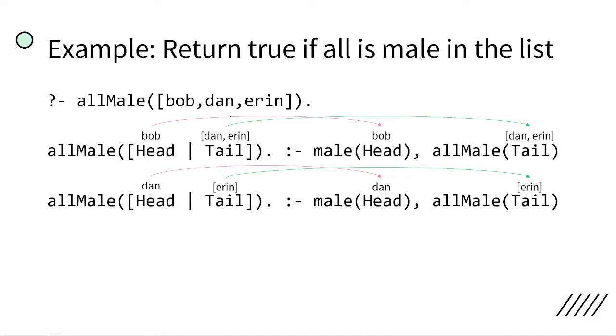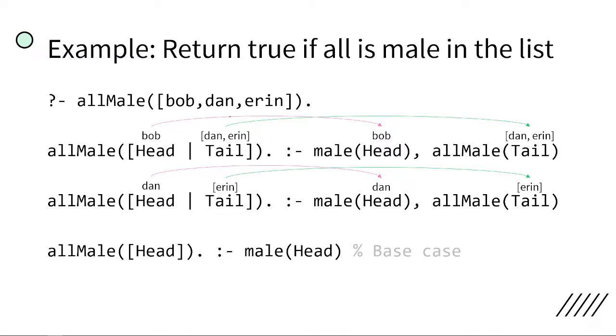After that, our newly defined rule will be used, which is just all male with only a head. So, what happens to Erin is that she enters the all male rule that has only the head as input. In this case, we can check if Erin is male, which would return true. Therefore, this is true, true, true. Since that line is true, this is true. Therefore, our query all male Bob Dan Erin would become true.